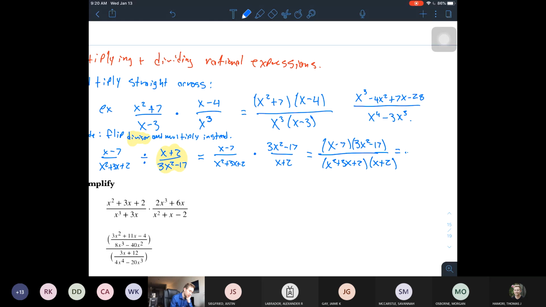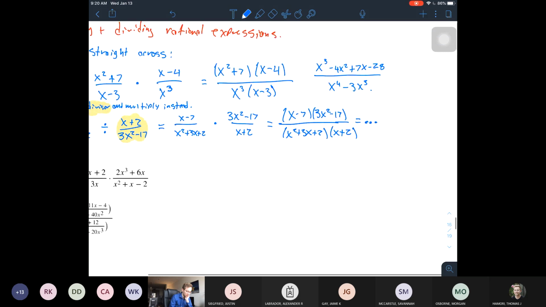And then we could multiply all that out by foiling if we really wanted. But this is usually, honestly, where I would stop, just because it's already in kind of the most convenient form that it could be in. In fact, it could be a little bit more convenient if we were to factor this term. But this should be just fine.